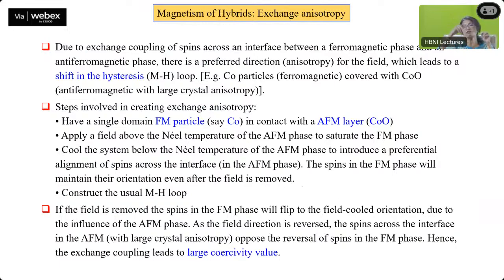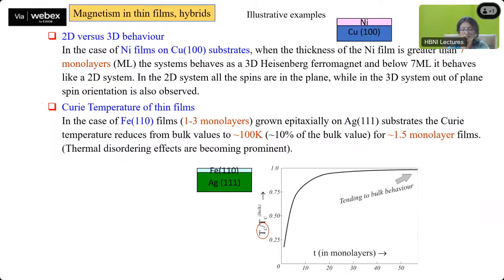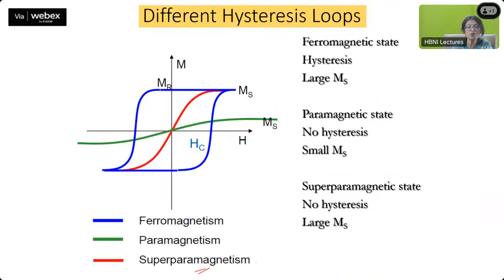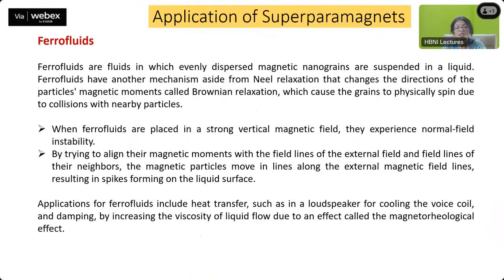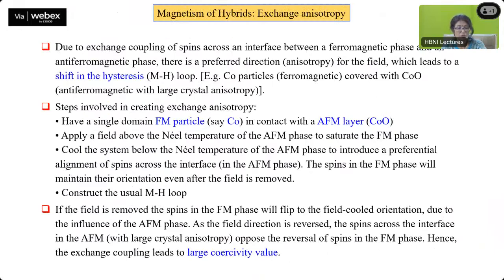Normally what you will find in a ferromagnet, when you look into the hysteresis curve, is that it is equal on both sides. But in some materials, what you will find is that it looks like this. So on one side it is more, on the other side it is less. This is the result of something which we call exchange anisotropy. So this is what we are explaining right now.